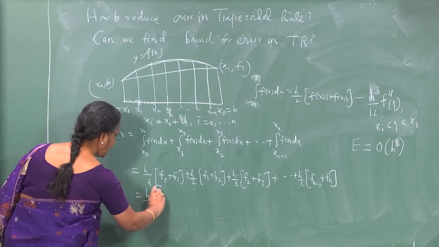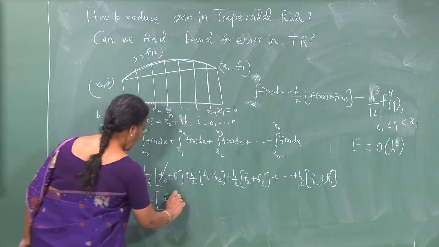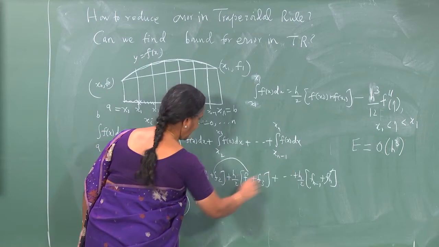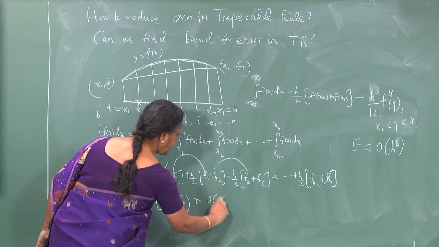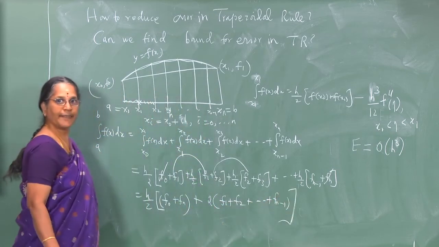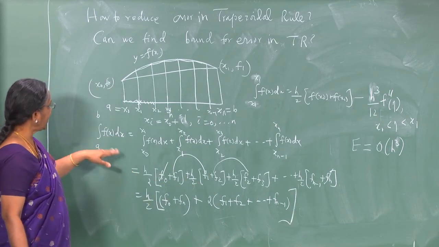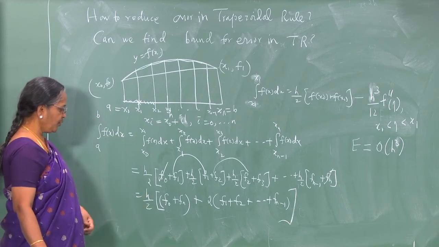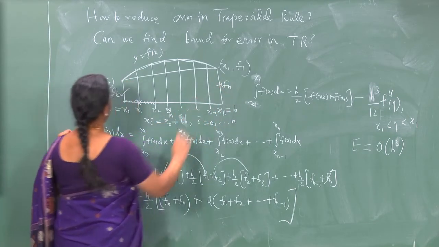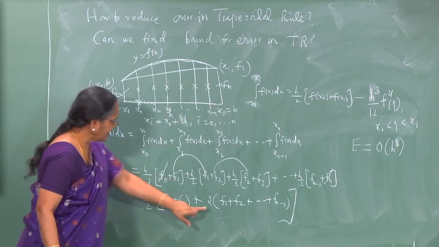So, I observe that it is h by 2 into, I see that f naught appears once, fn also appears once, but f1, f2 etc. they all appear twice. So, twice f1 plus f2 plus etc. plus fn minus 1. So, what do I have now? Integral a to b f of x dx is the step size by 2 multiplied by the sum of the end ordinates f naught plus fn plus the intermediate ordinates are taken twice.